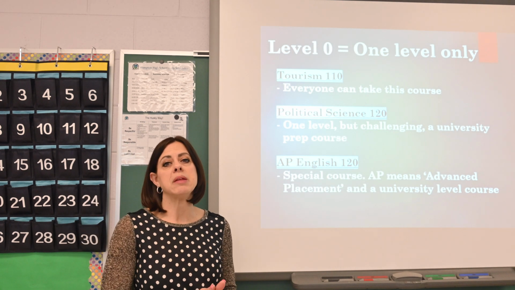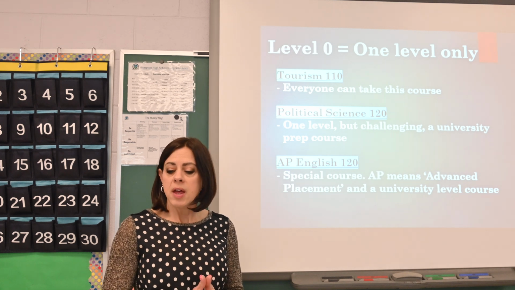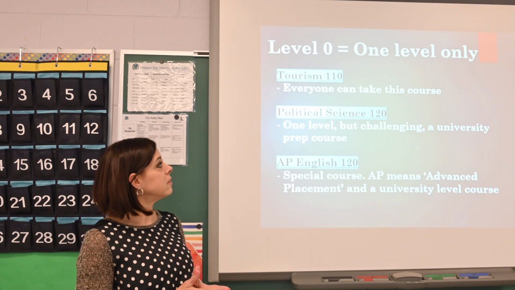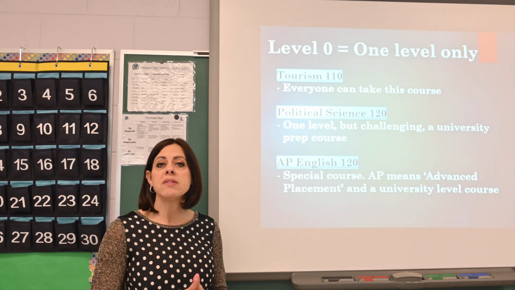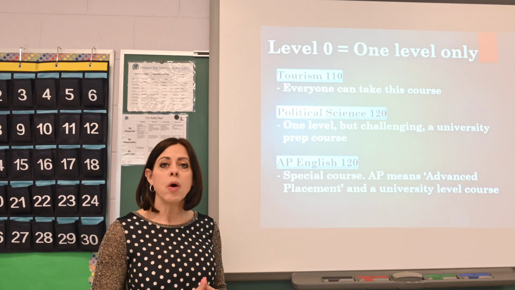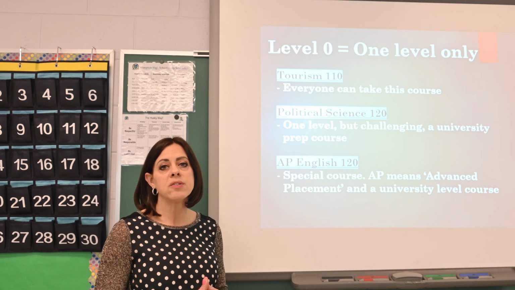Level 0 simply means that there's only one level of that course. So here are 3 very different examples. Tourism is a 0, but anybody can take tourism and anyone can do well in tourism. Political science is a 0, but this is definitely an academic course.